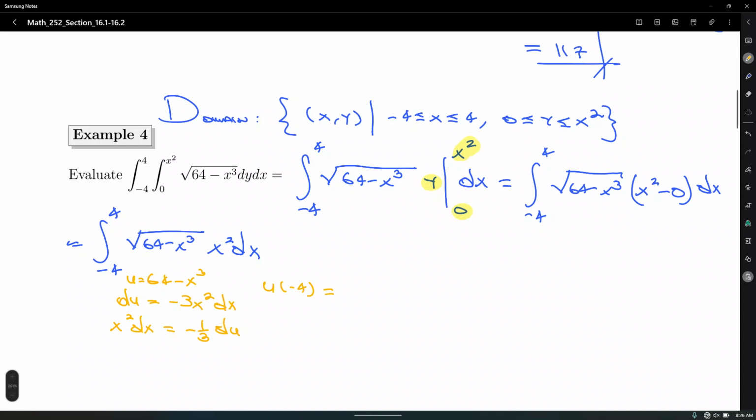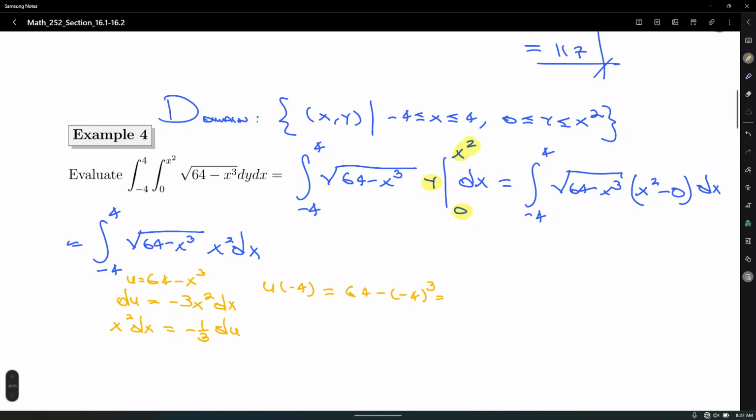So u at -4, that is 64 minus -4 cubed. Careful with the signs here, because -4 cubed is going to be still negative 64, times the negative outside becomes positive.